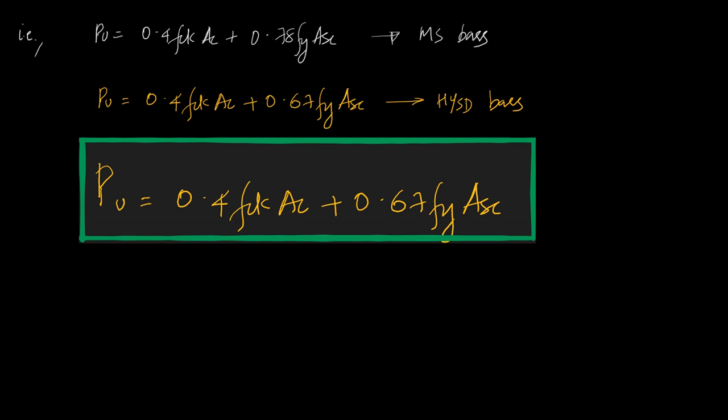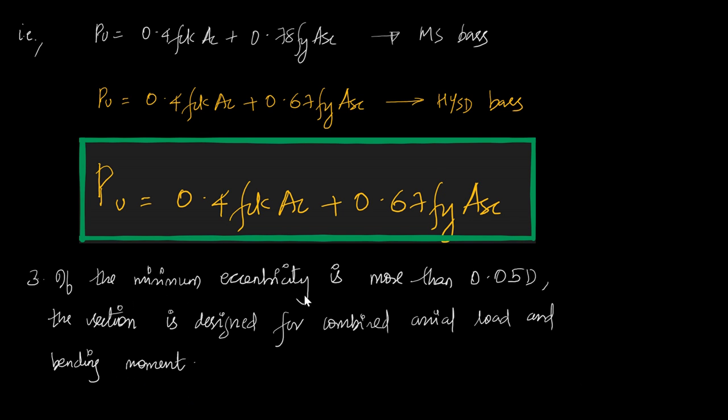That is, we will get the ultimate load carrying capacity on the safer side. If we are taking the safer side, we will consider the same equation for both ms bar and HYSD bar, that is Pu is equal to 0.4 FCK AC plus 0.67 Fy ASC. So this is the load carrying capacity of your column.